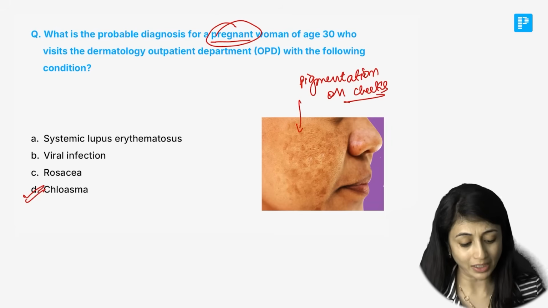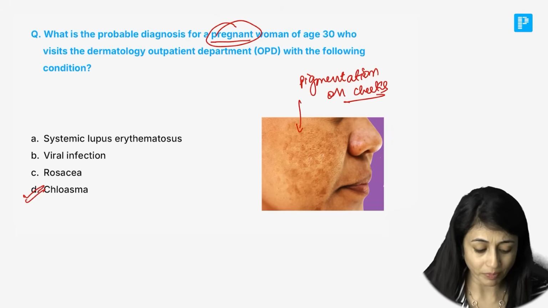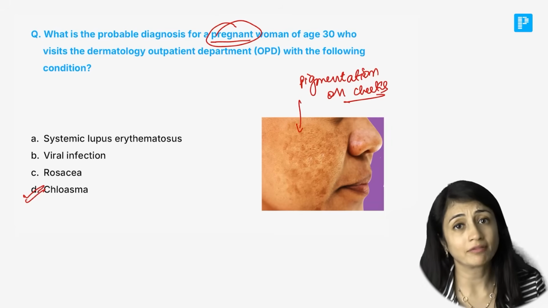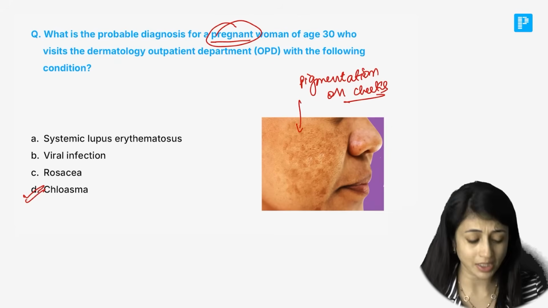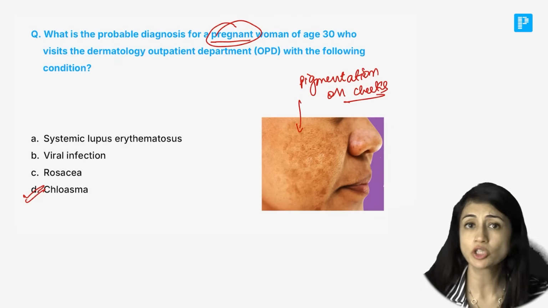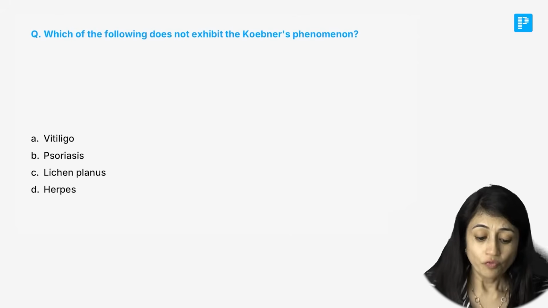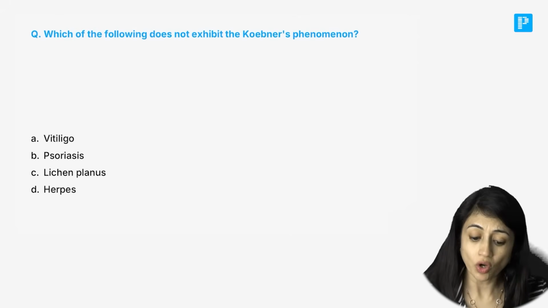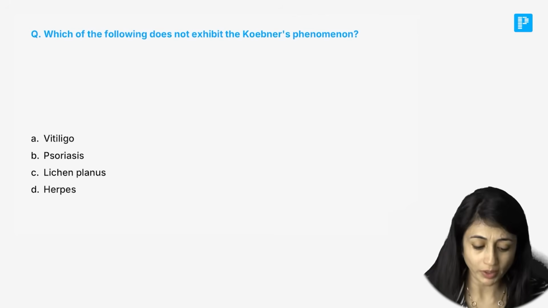SLE will present with malar rash. Viral infection does not present like this. Rosacea will have erythema, telangiectasias and other things. This is simple pigmentation on cheeks seen in pregnant patients. So this is chloasma. Which of the following does not exhibit the Koebner's phenomenon?